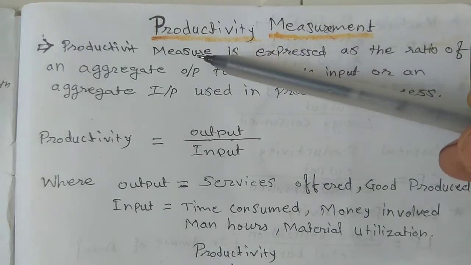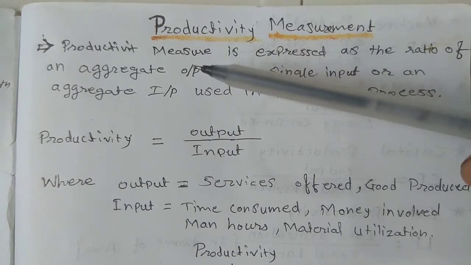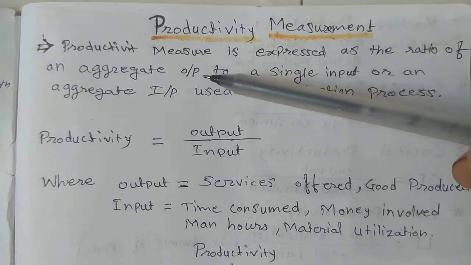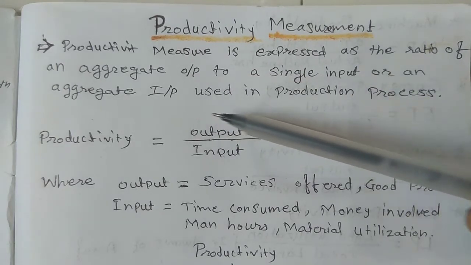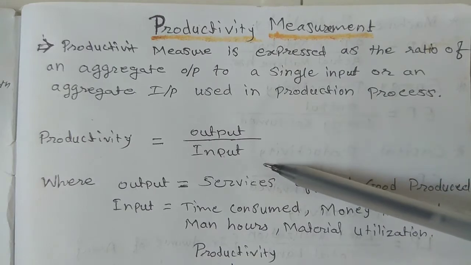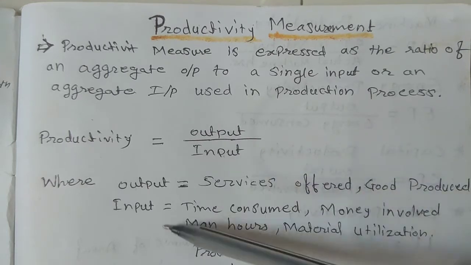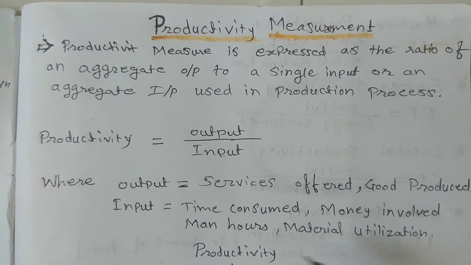Let us see the productivity measurement and some numericals based on this productivity. What is productivity? Productivity is nothing but the ratio of aggregate output to a single input or aggregate input used in a production process. Mathematically, we can express it as the ratio of output upon input. Sometimes it may be called efficiency, where output is the service or good produced, whereas input is the time consumed, money involved, man hours, material utilization, etc.